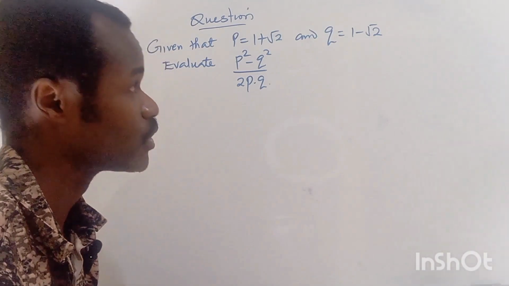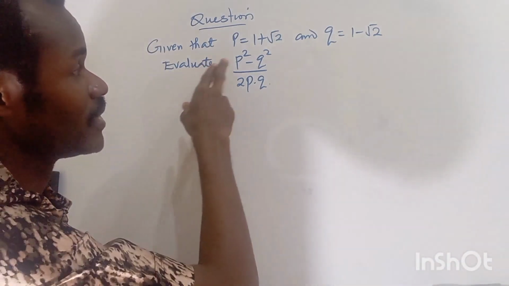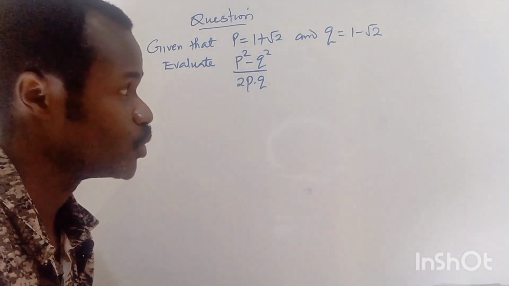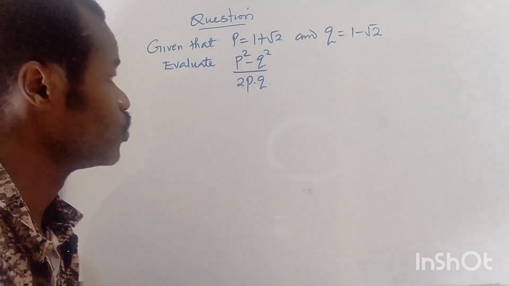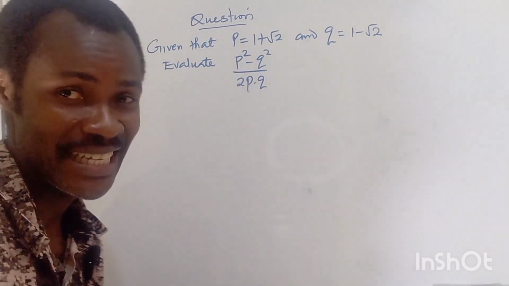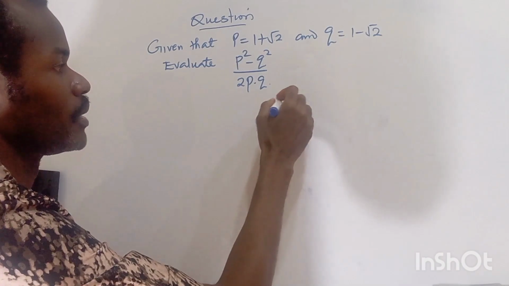Alright, so let's look at today's question. It says that given that P is 1 plus root 2 and Q is 1 minus root 2, we should evaluate this expression. So how do we go about that?